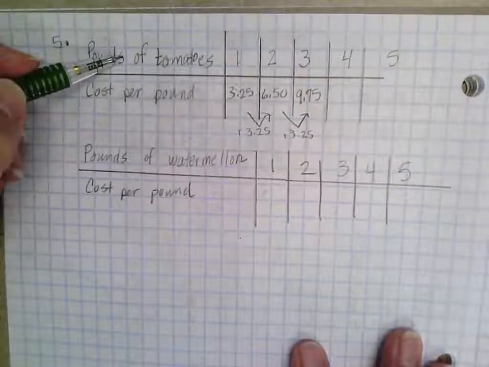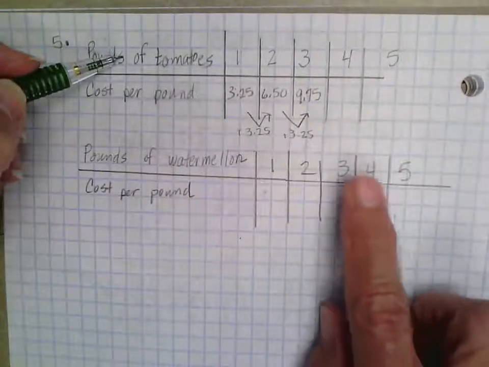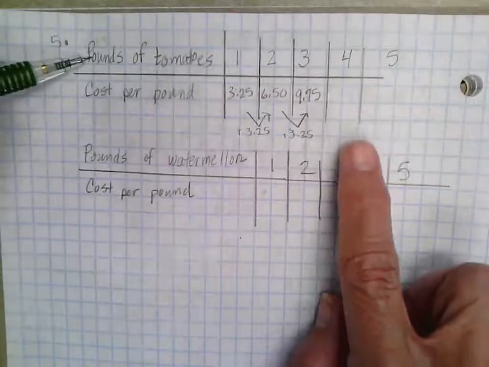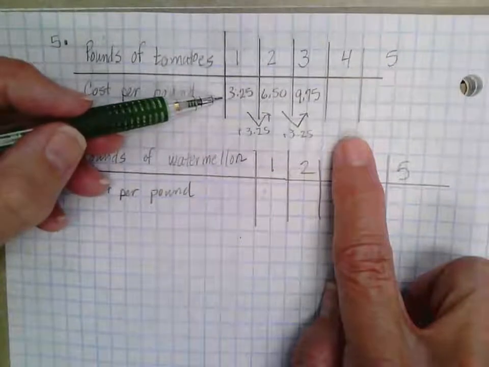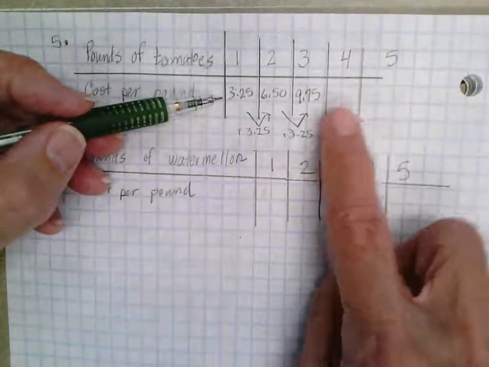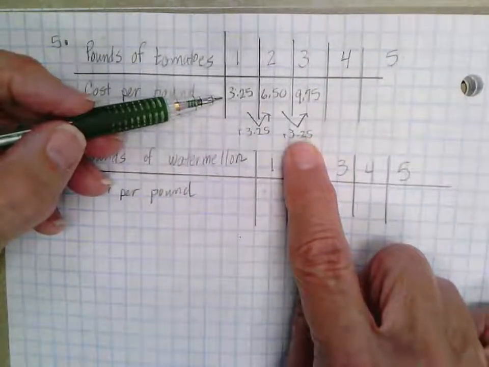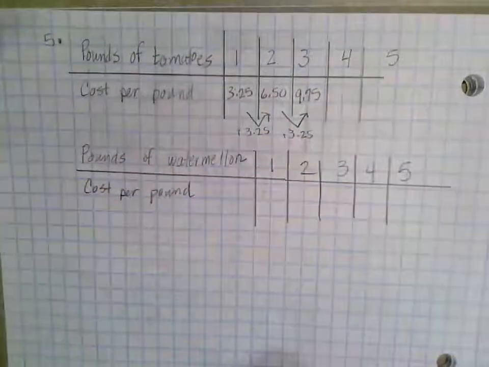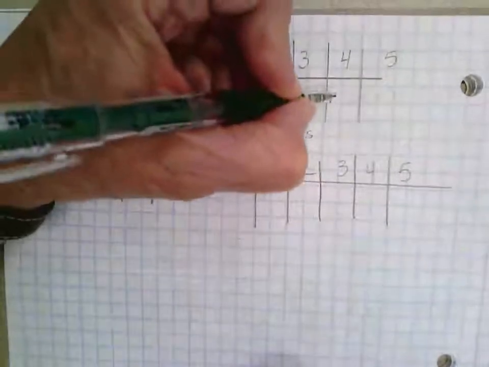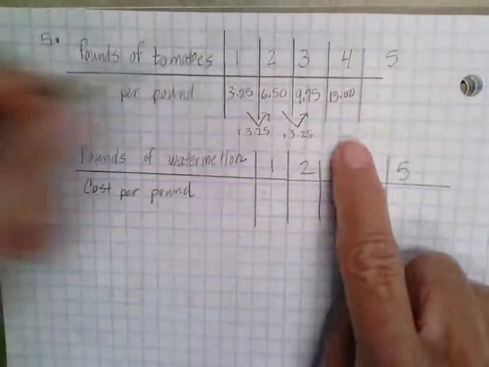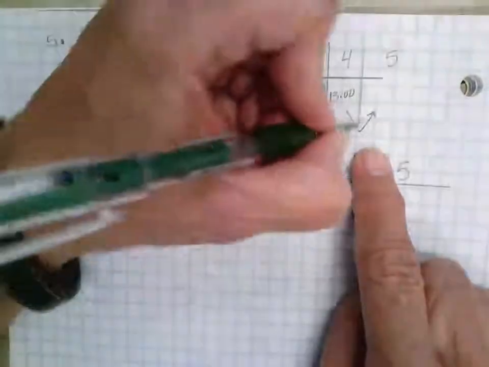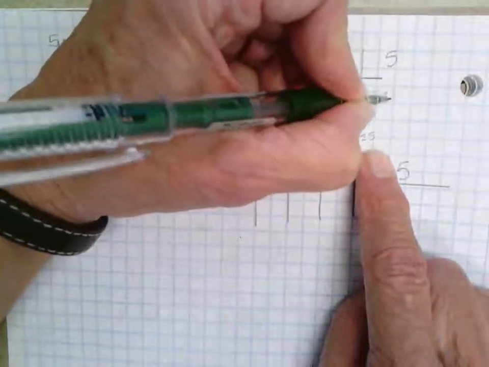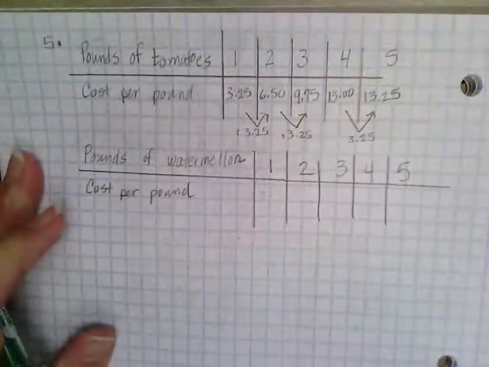So when we get over to column 4, when we have 4 pounds of tomatoes, we can simply take $3.25 and multiply it by 4, or we can add the $3.25 to $9.75 and get our answer here of $13. And then add another $3.25 and we get $13.25.